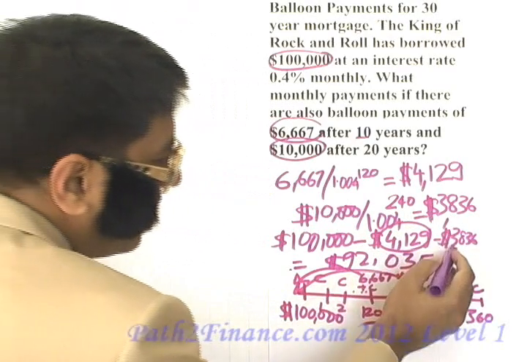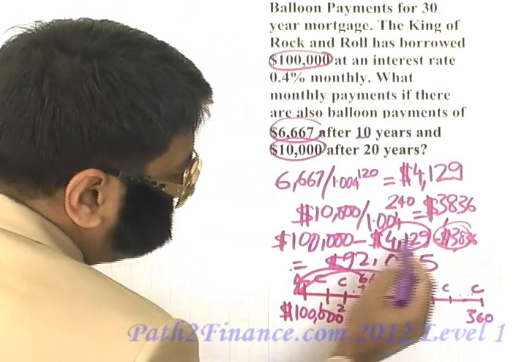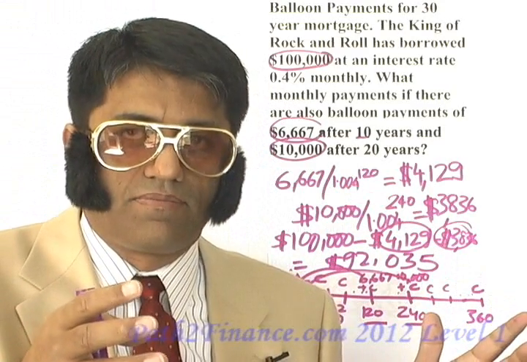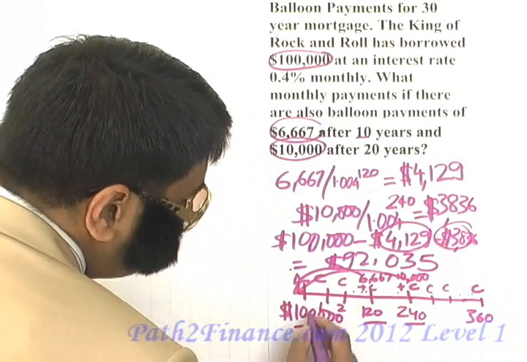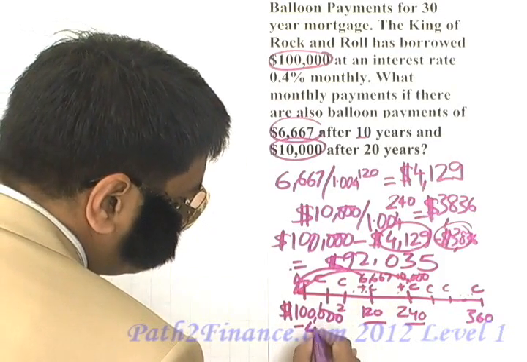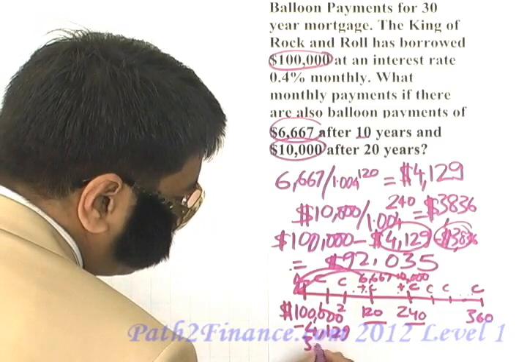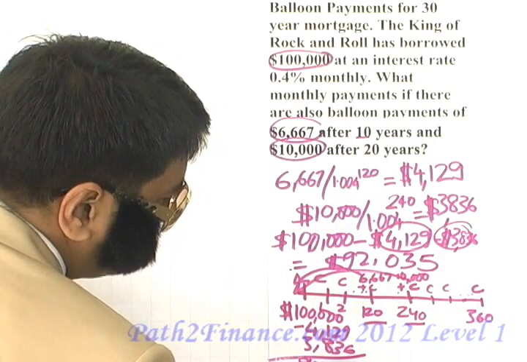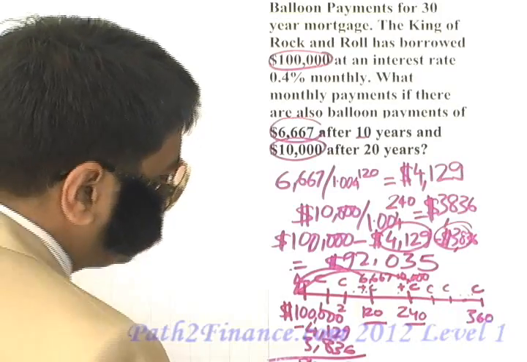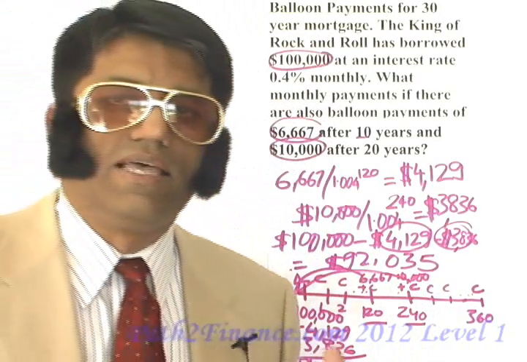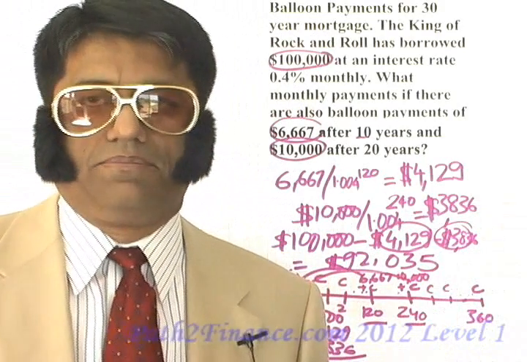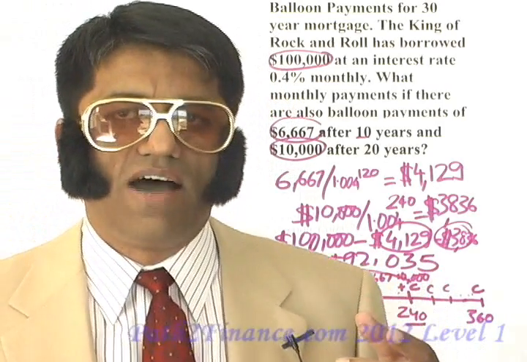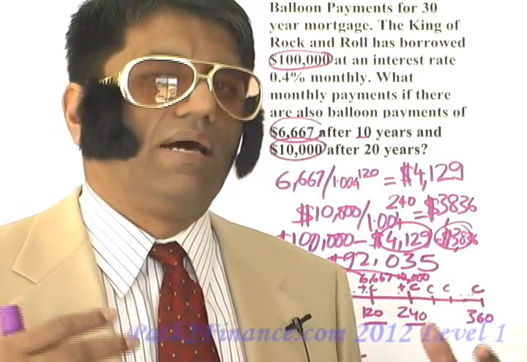So I subtract these two payments of $4,129 and $3,836, which are separately paid off by the balloon payments, from the money that I'm receiving today, and what remains is $92,035. So this $92,035 is what these monthly repayments repay. Therefore, in the annuity formula, I will stick $92,035 to calculate the monthly repayments.